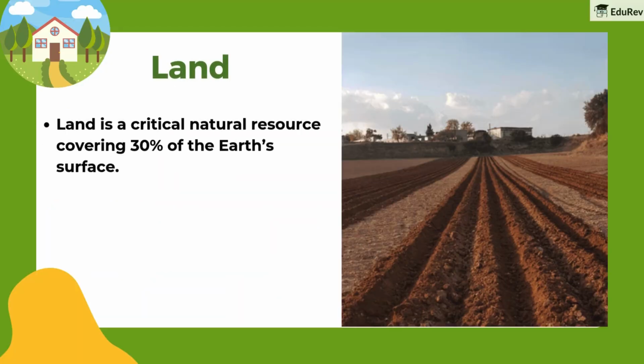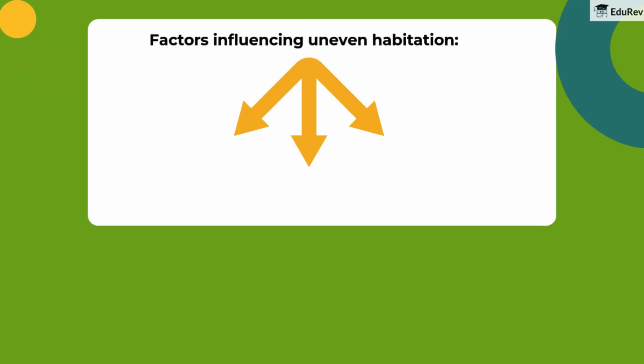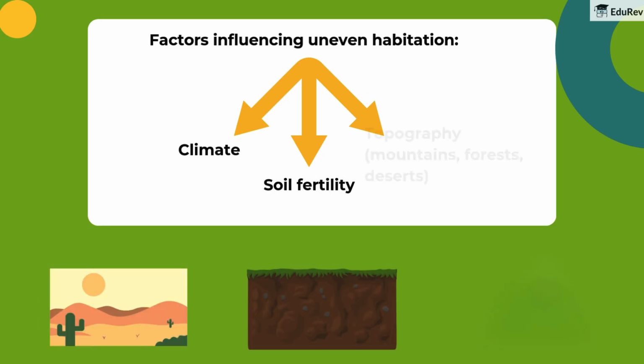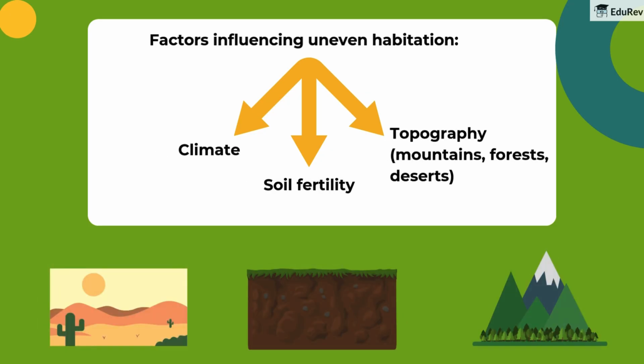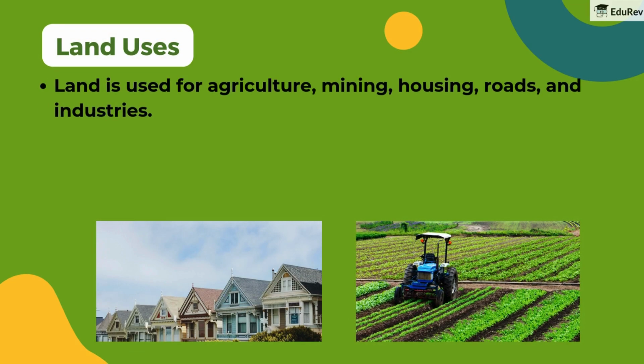Land. Land is a critical natural resource, covering 30% of the Earth's surface. 90% of the world's population inhabits only 30% of the land area. The rest is uninhabited. Factors influencing uneven habitation include climate, soil fertility, topography, mountains, forests, and deserts. Land is used for agriculture, mining, housing, roads, and industries.